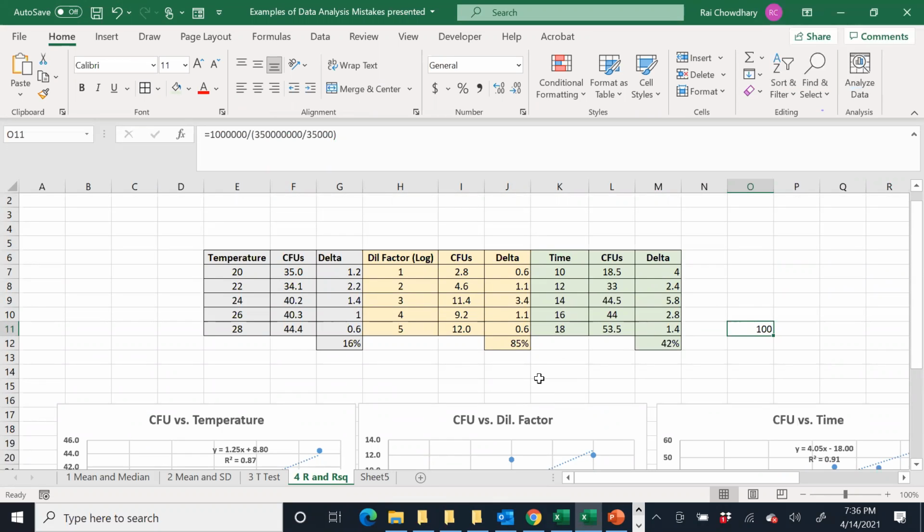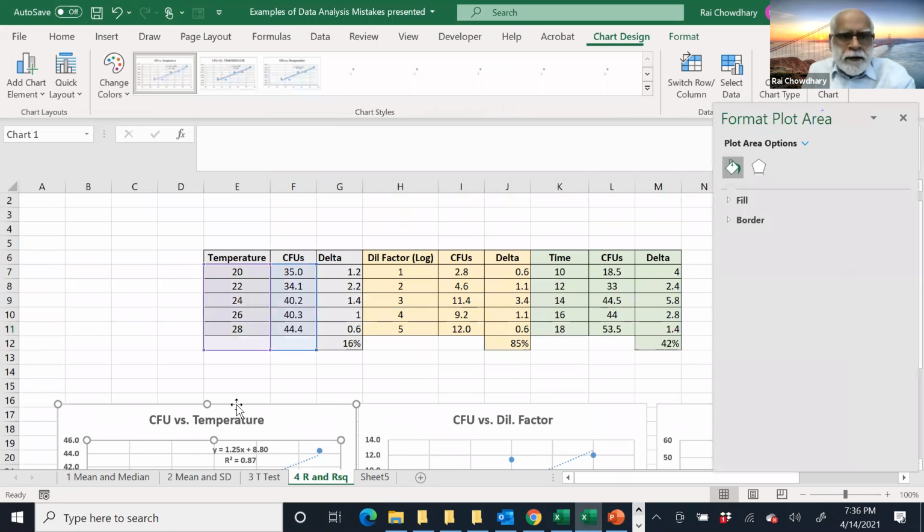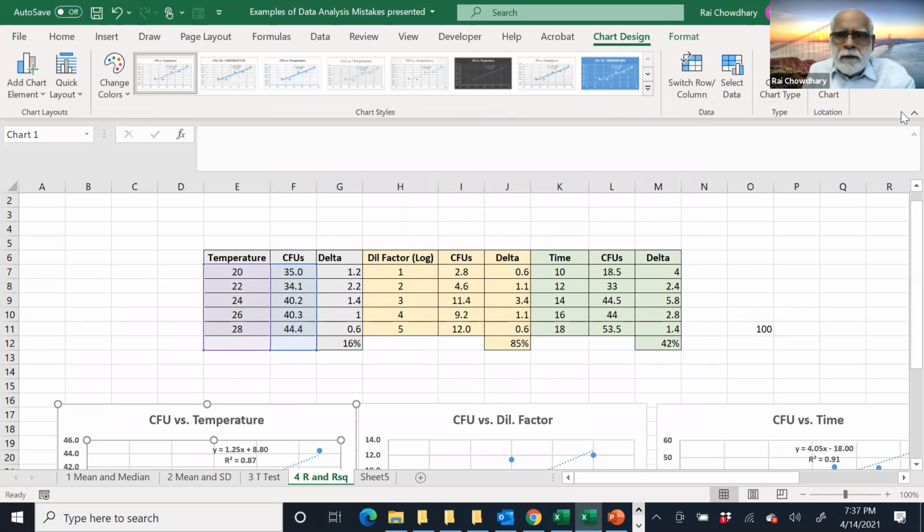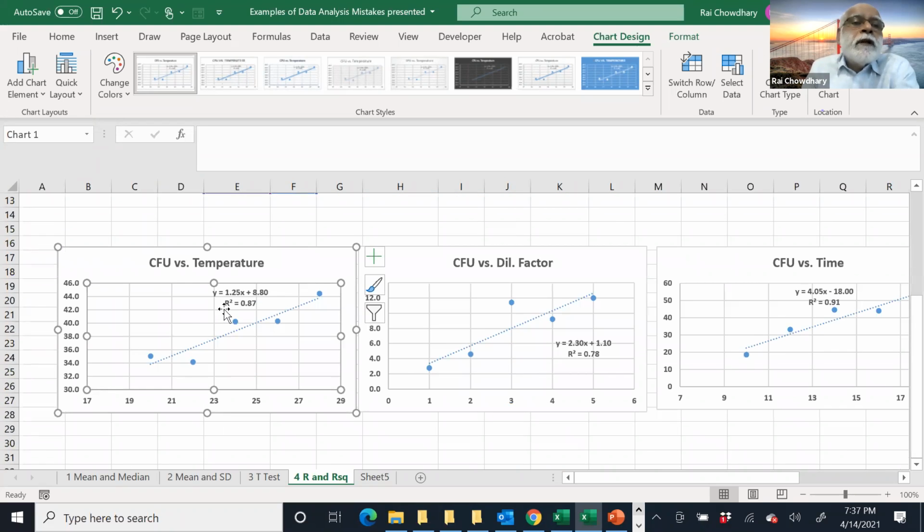Okay. So this particular example that I gave you of the colony forming units, there were 3 variables: temperature, dilution factor, and then time. If you look at the raw data, there was the temperature 20, 22, 24, 28, all of that. CFUs, this is the number for CFUs. And this is the delta from the model. What was the model? The model is given over here. This model was y equals 1.25x plus 8.8.